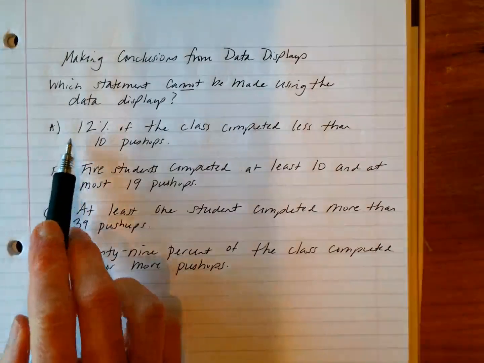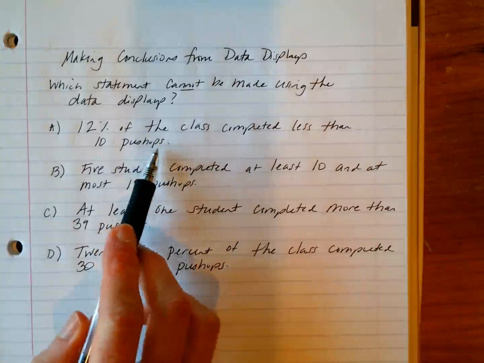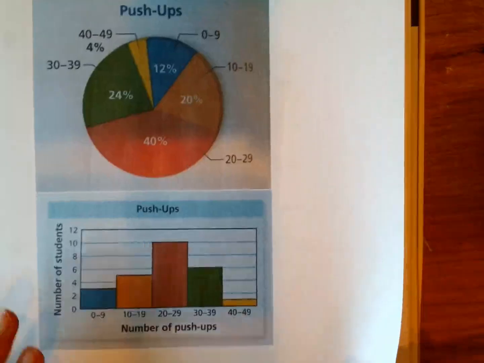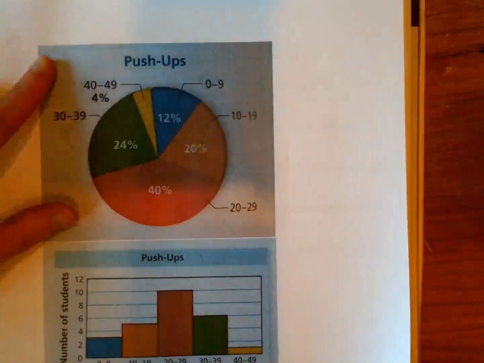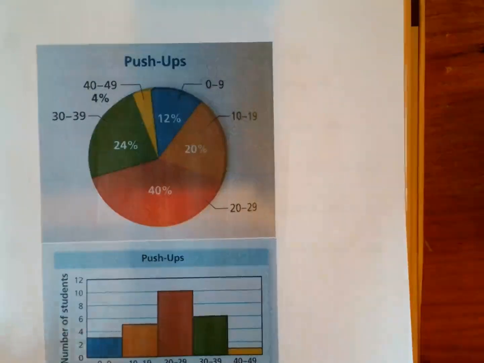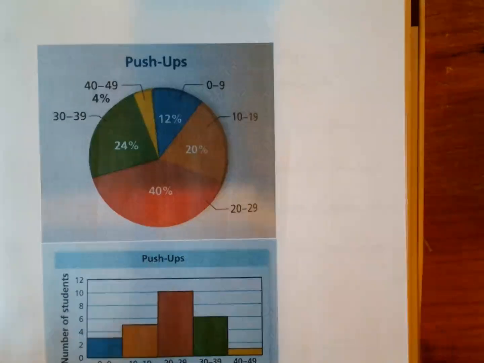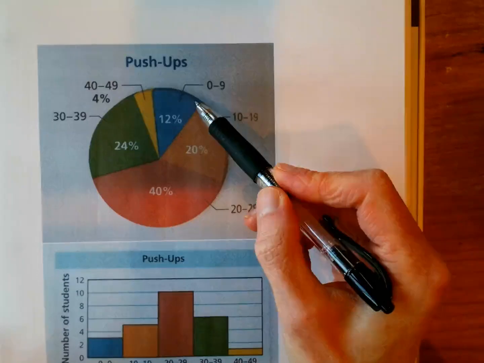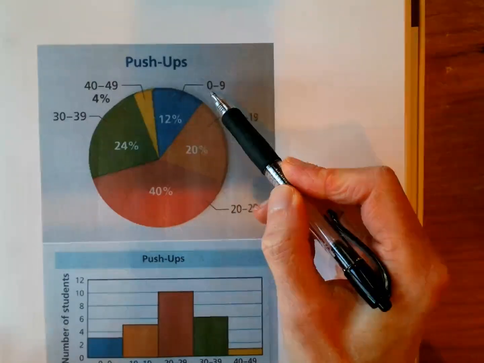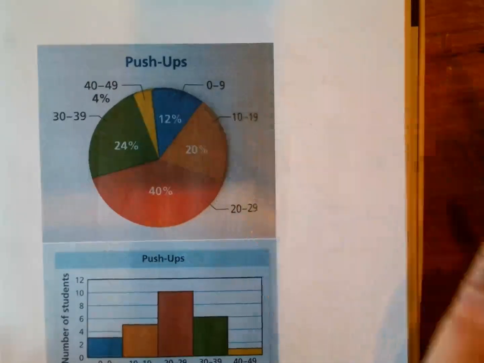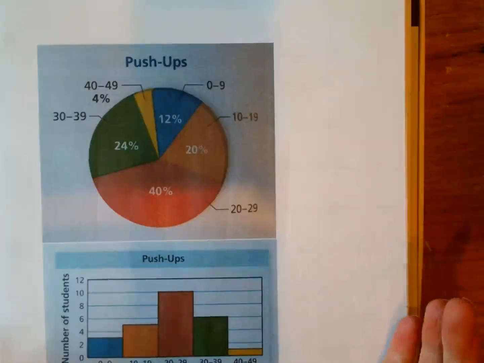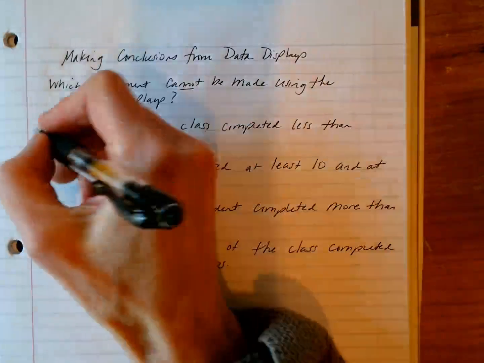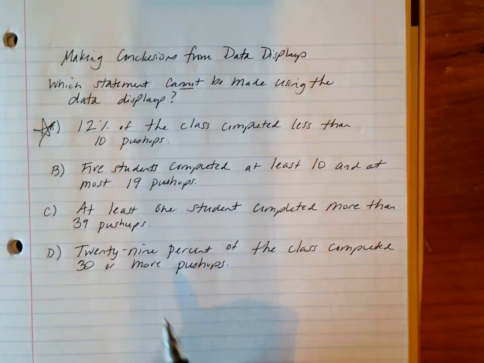Okay, well, this first one says 12% of the class completed less than 10 push-ups. So I'm talking percentages, so I wouldn't use my histogram chart. I would come up here and use this chart. It said 12% of the students completed fewer than 10 push-ups. Okay, well, 10 push-ups wouldn't be fewer, so I would just be looking at this blue section, and it's 0 to 9, 12%. I can say, yes, that is a true statement based off of the information in this graph. So I would give that one a star. It is a true statement.